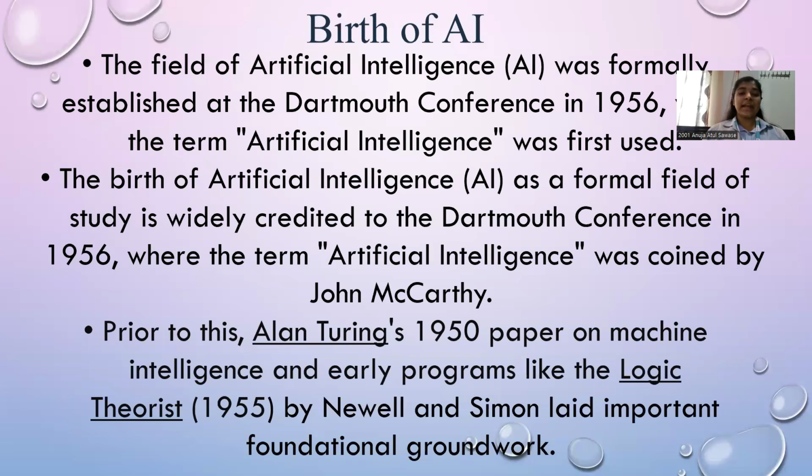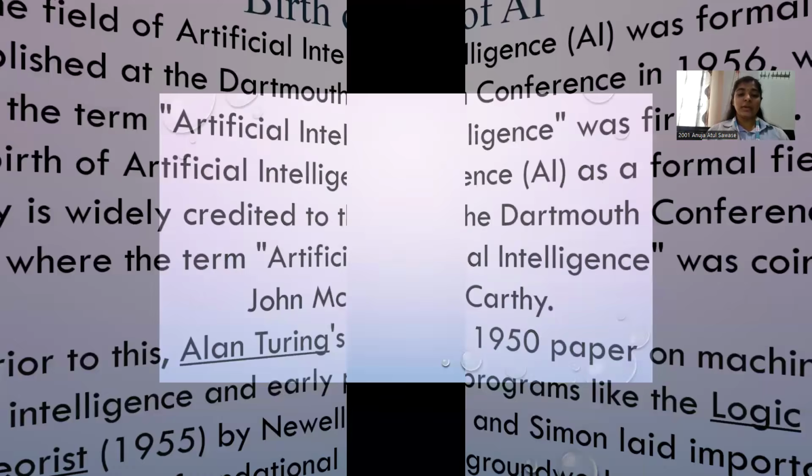Then moving to the next slide, birth of AI. The field of artificial intelligence was formally established at the Dartmouth Conference in 1956. The term artificial intelligence was first used. The birth of artificial intelligence as a formal field of study is widely credited to the Dartmouth Conference in 1956, where the term artificial intelligence was coined by John McCarthy. Prior to this, Alan Turing's 1950 paper on machine intelligence and early programs like the Logic Theorist in 1955 by Newell and Simon laid important foundational groundwork.